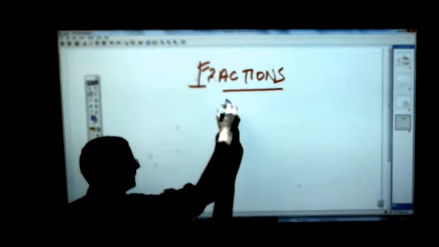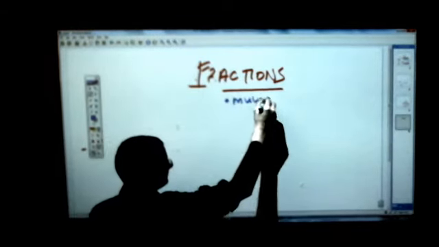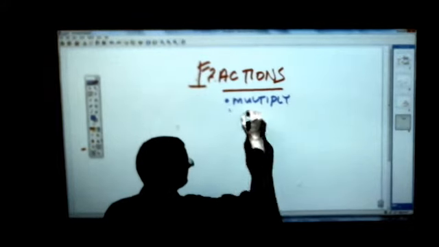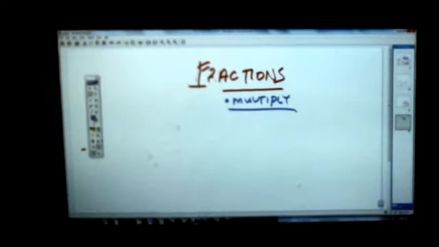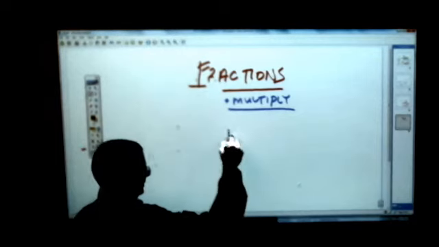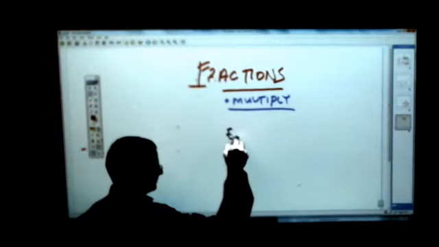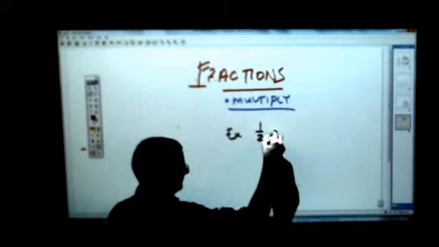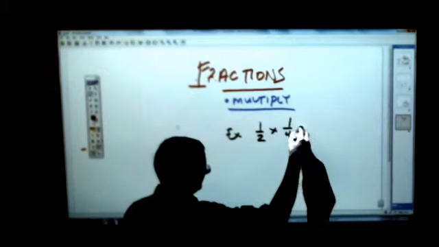And the little subheading is to multiply them. Give a chance to write that. And let me give you an example before we jot anything else down here. Example: 1/2 times 1/4.